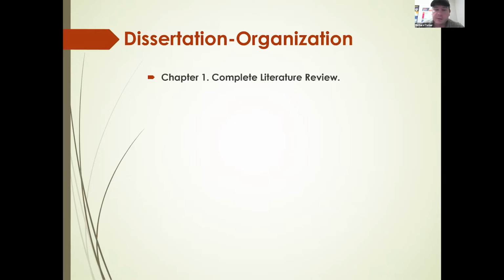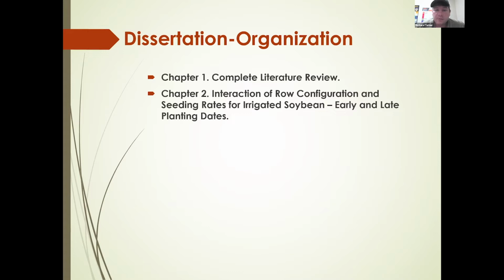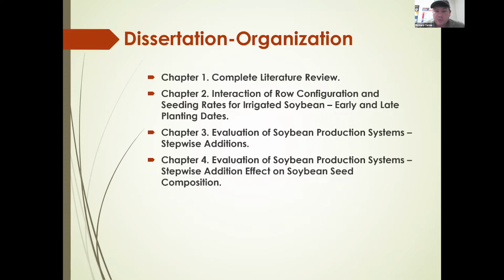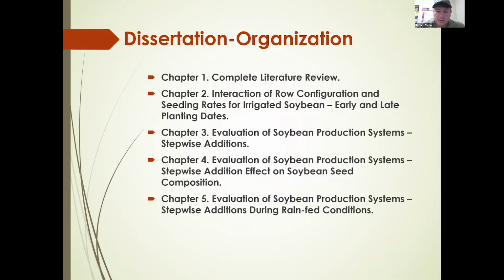So just some of my dissertation format. Chapter 1 was my lit review. Chapter 2 was the interaction of row configuration and seeding rates for irrigated soybeans, and that had 2 planting dates. Chapter 3 was the evaluation of soybean production systems. Chapter 4 was the evaluation of the systems, but what we were going to do is look at how those systems impacted soybean seed composition.